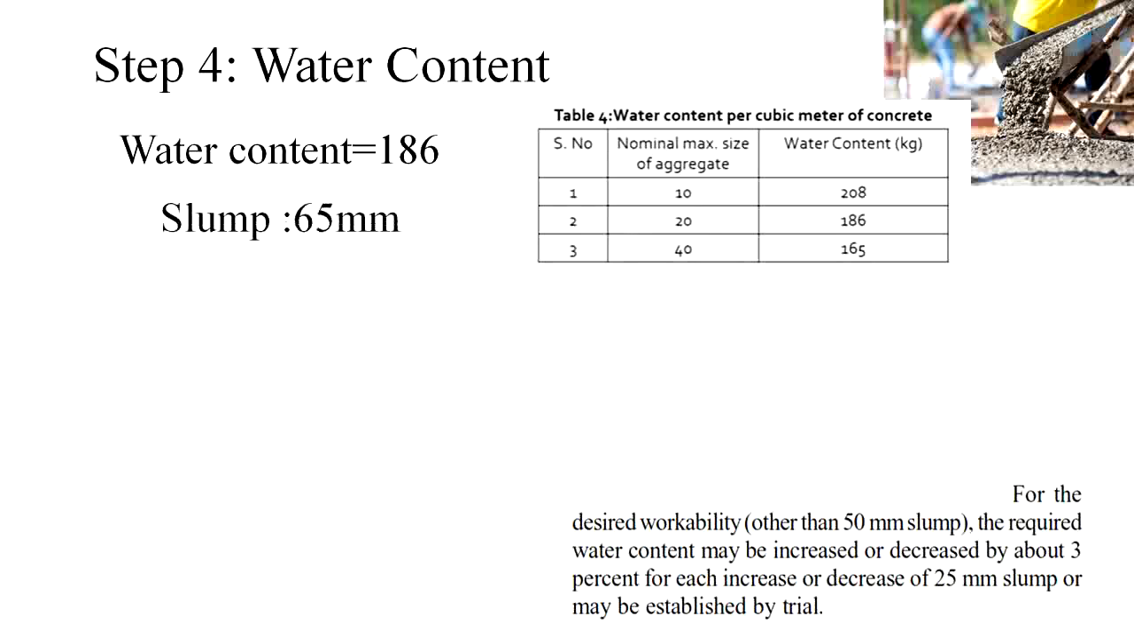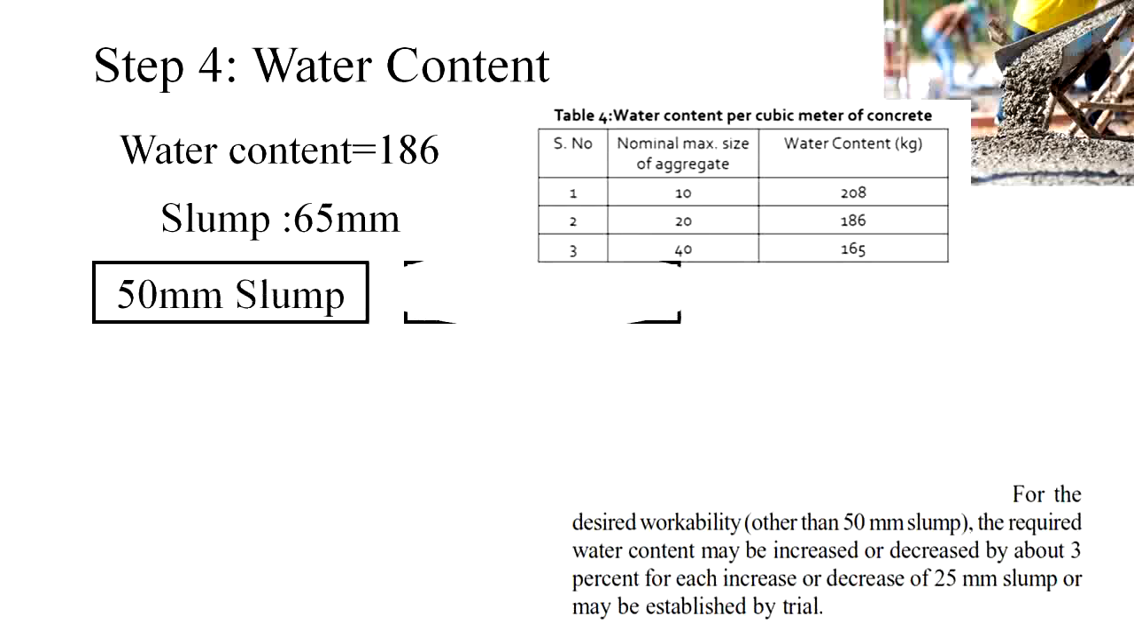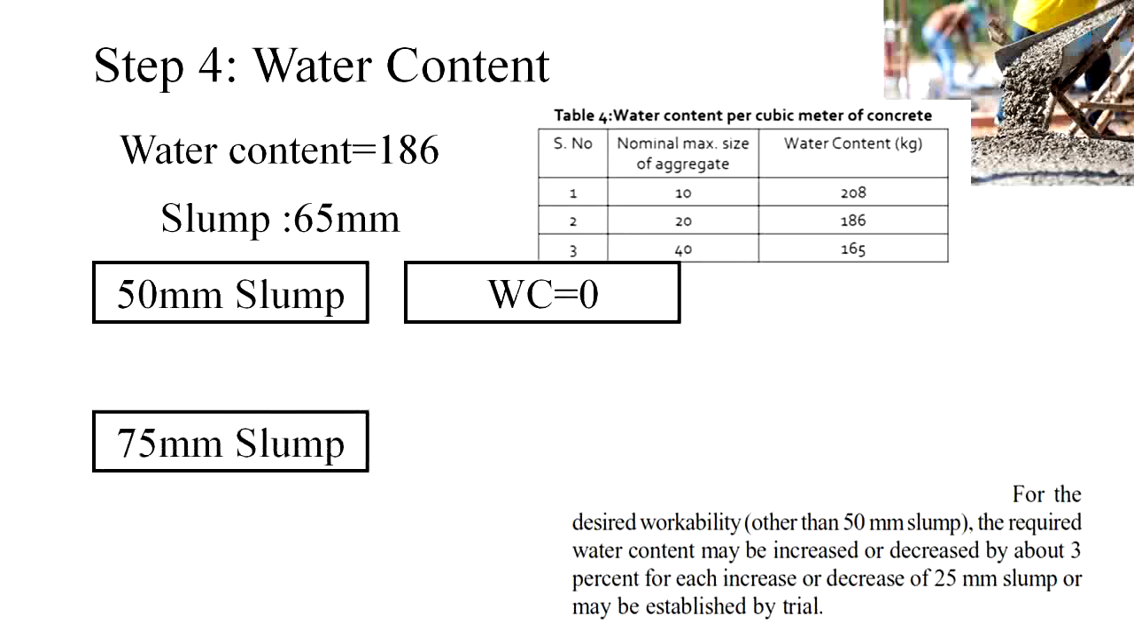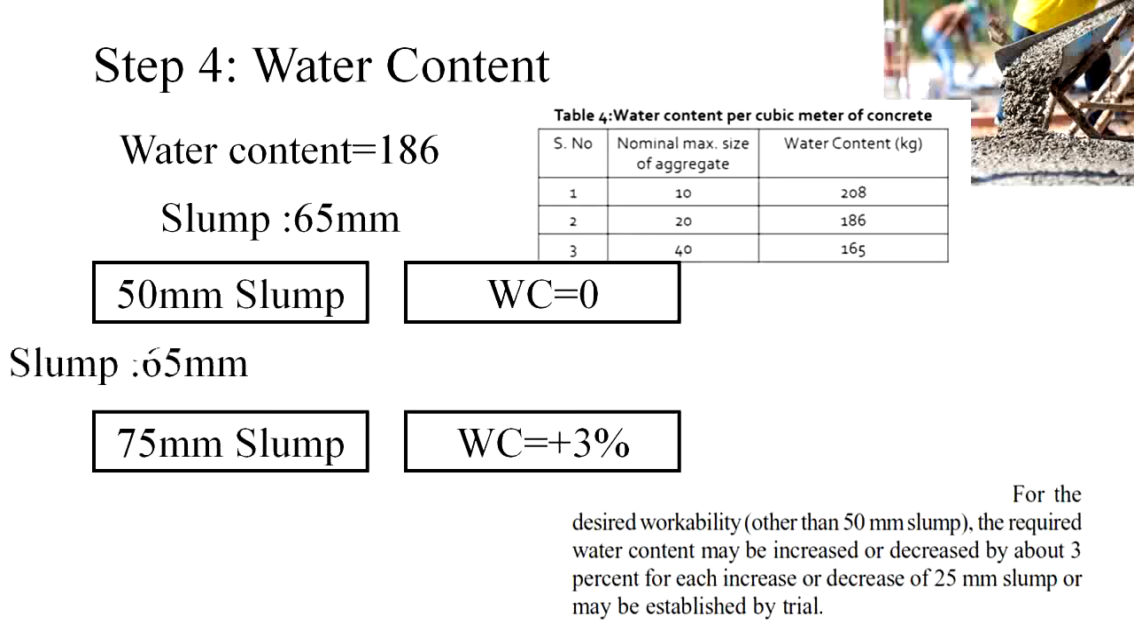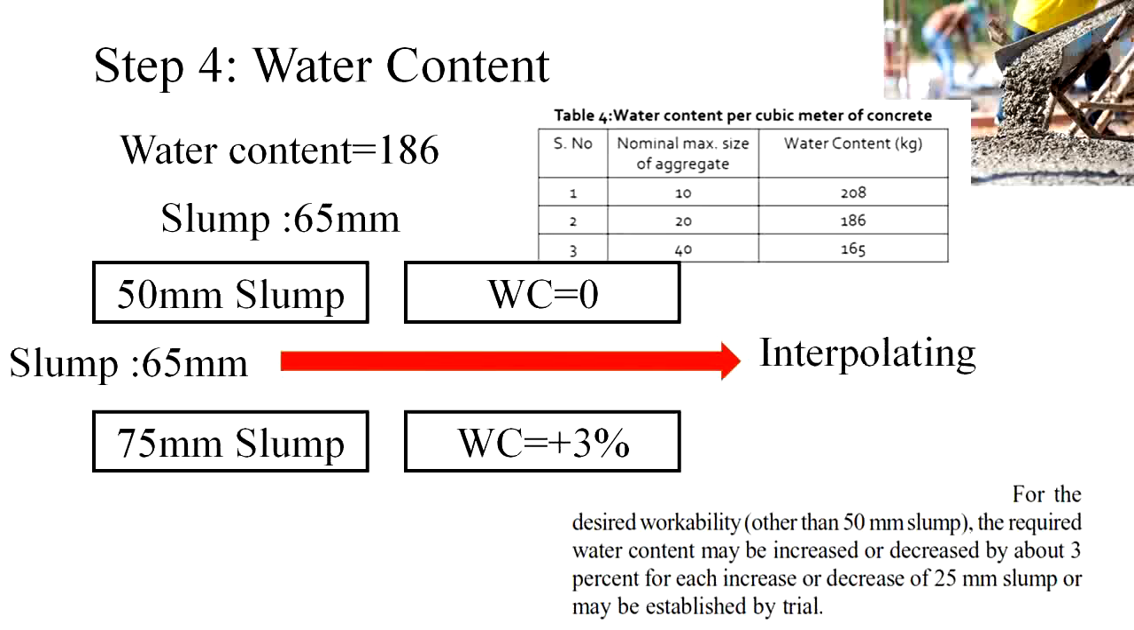The slump value to be considered for this problem is 65 mm. For 50 mm slump, the water cement ratio is 0.45. And for 75 mm slump, the water content increases by 3%. The slump we get in this problem is 65 mm, which is between 60 and 75 mm. So to calculate the value of water content, we are going to interpolate.